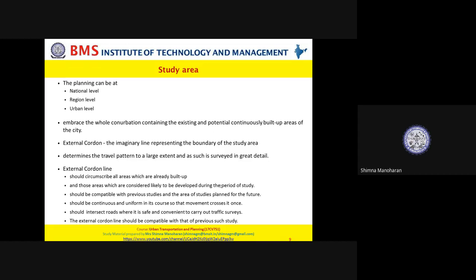Because surveying is done to implement or to plan something for the future. So you have to understand the existing condition and then how the area is going to be developed in the future. For this, you have an important term, that is external cordon. This external cordon line is an imaginary line that represents the boundary of the study area.